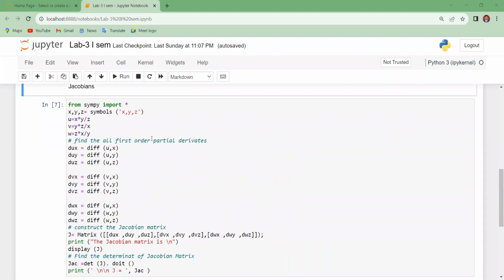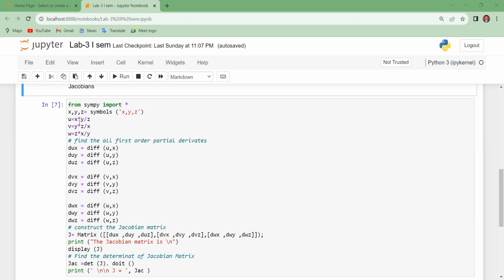Jacobian. For the Jacobian also, we require the SymPy module. From the SymPy module, we are importing star, to write the problem in program lines. We require symbols x, y, z, and that is stored in the x, y, z variables. In the third, fourth, fifth lines, just by using the star, write the problem in program lines.